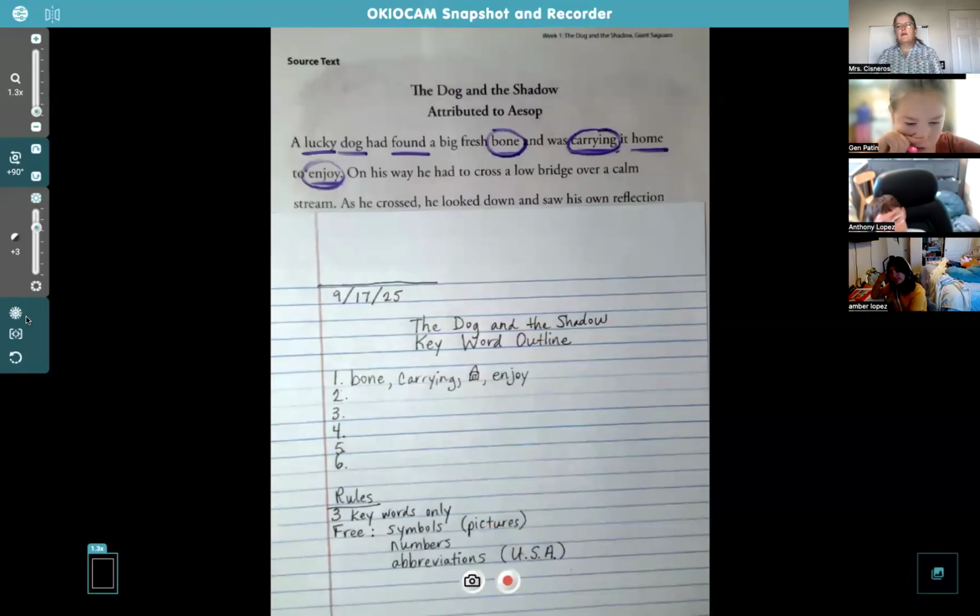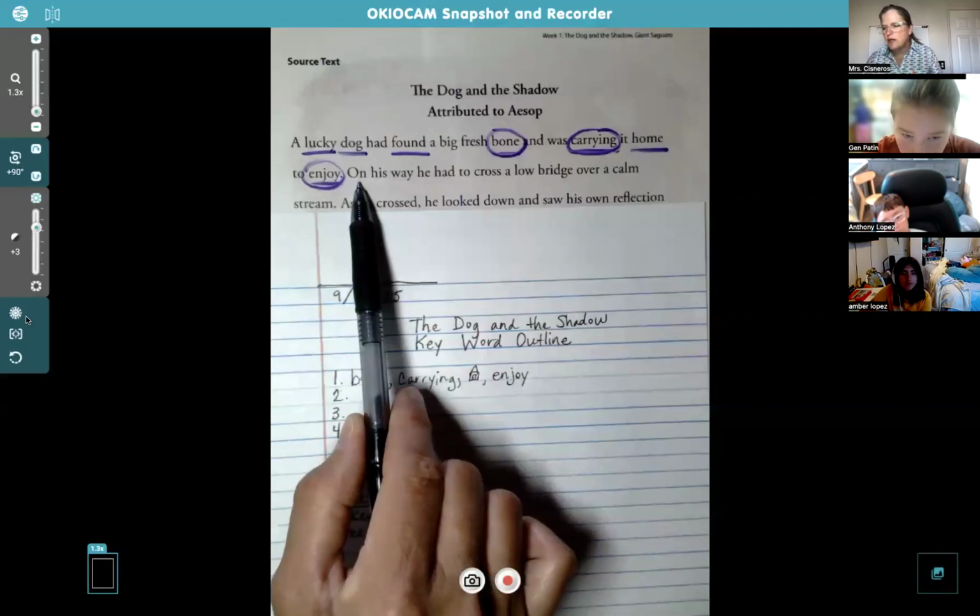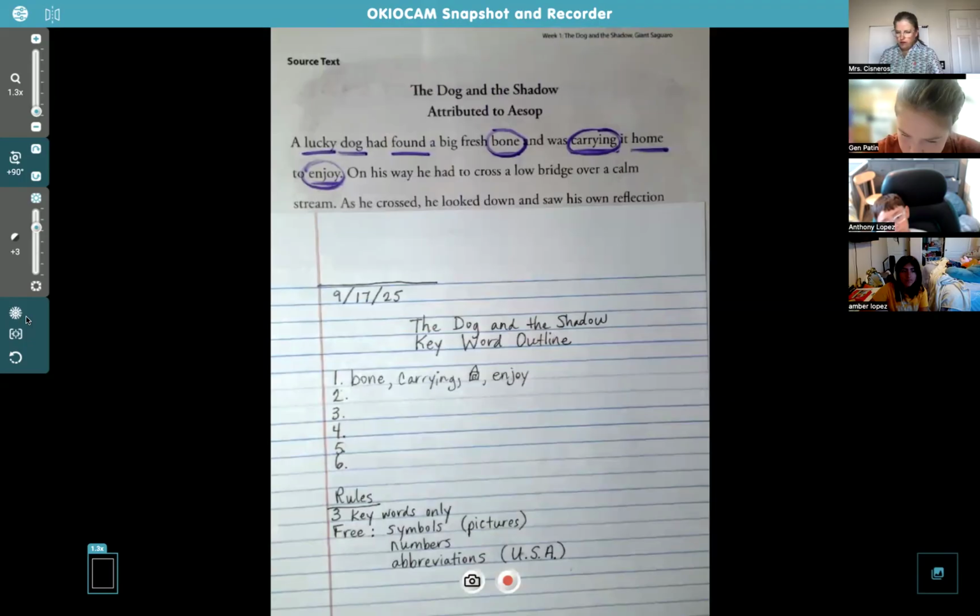All right, so Amber, I'm going to have you help us with the second sentence. So first go ahead and read, Amber, read just this sentence that starts with on his way. On his way, he had to cross a low bridge over a calm stream. Good. Okay. So now let's start underlining. What are all the key words, Amber, in that sentence?